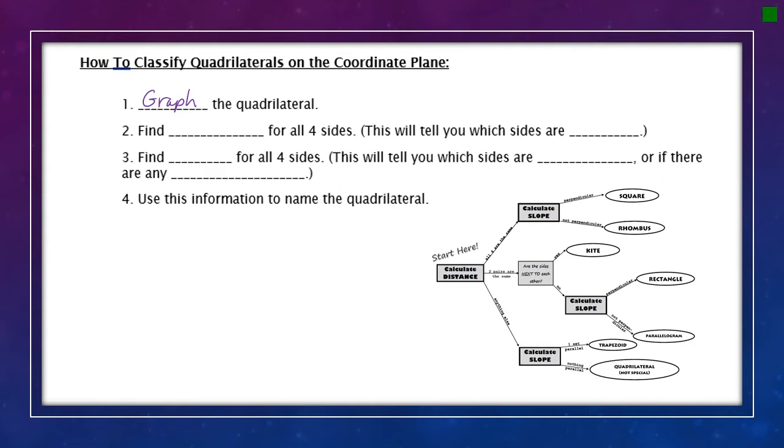The second thing you're going to do is find the distance for all four sides. So you're going to be using the distance formula. This will tell you which sides are equal.